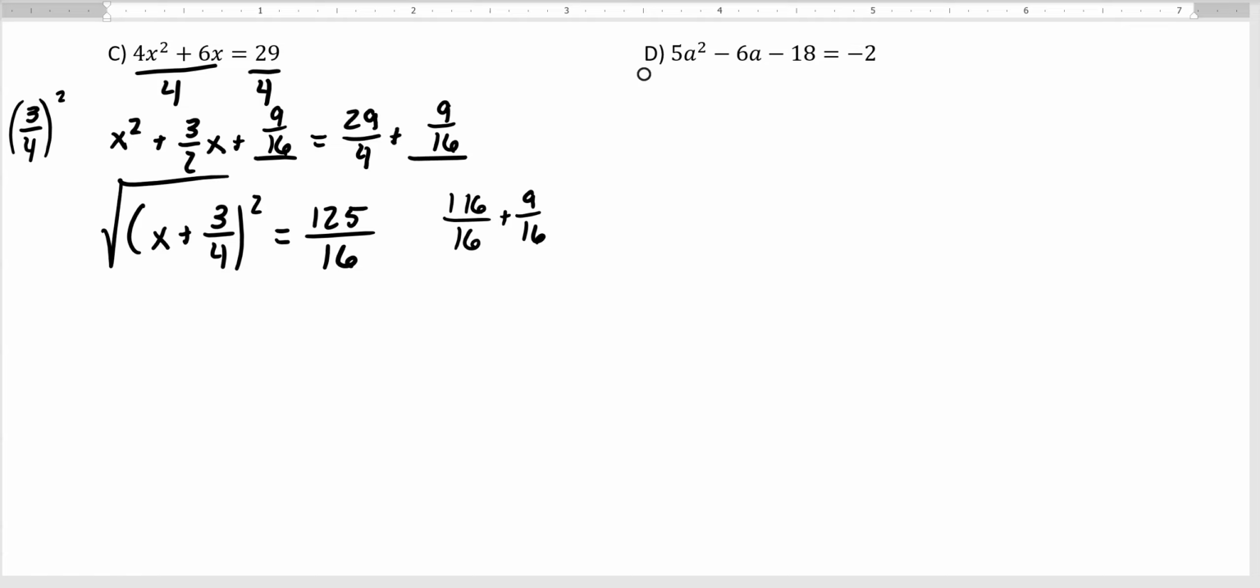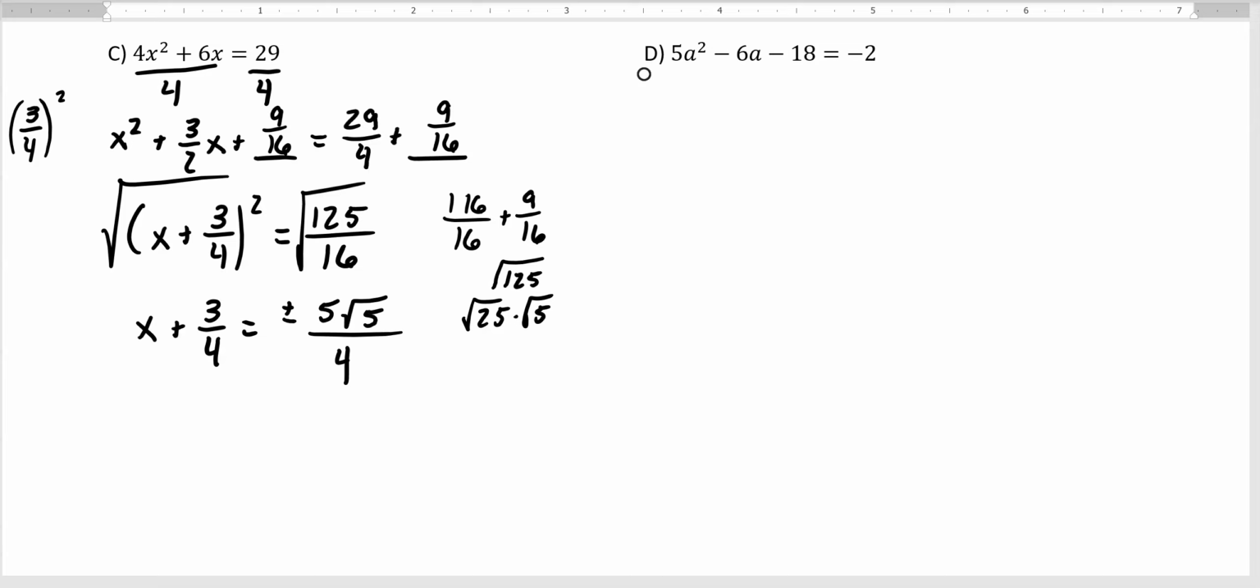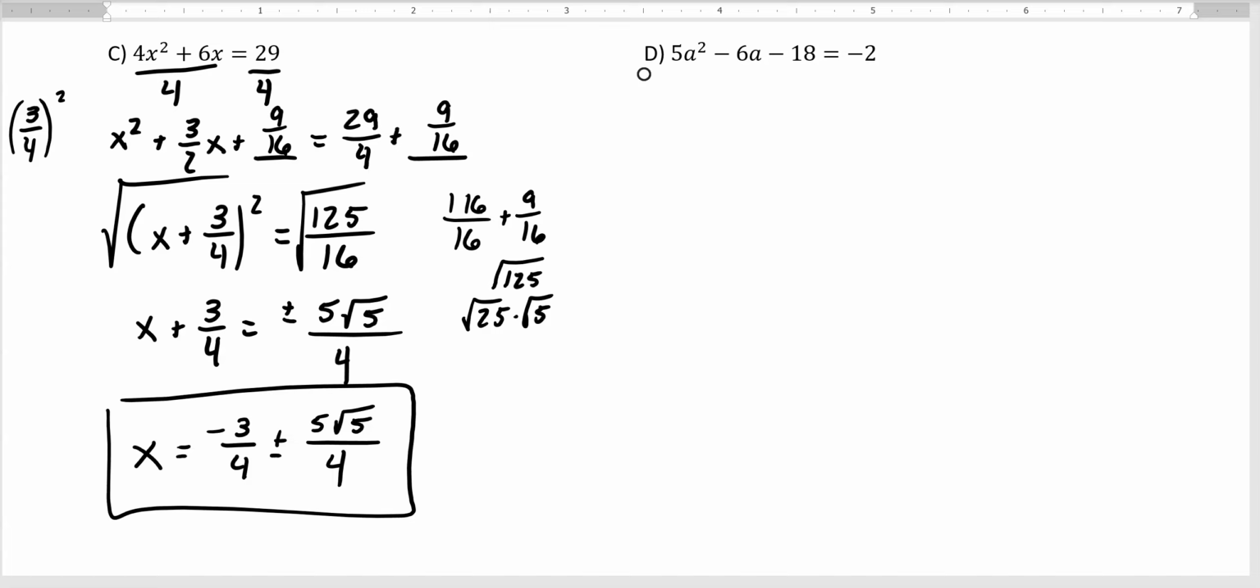Now I'm going to take the square root of both sides. When I do that, I get x plus 3/4 equals plus or minus the square root of 125 over 16. Well, I can definitely factor out 25 from that, so that'd be 25 times 5. The square root of 25 is 5, so I'd have 5√5 over the square root of 16, which is 4. Subtract 3/4 from both sides to find that x equals negative 3/4 plus or minus 5√5 over 4. Voila. Not bad at all.